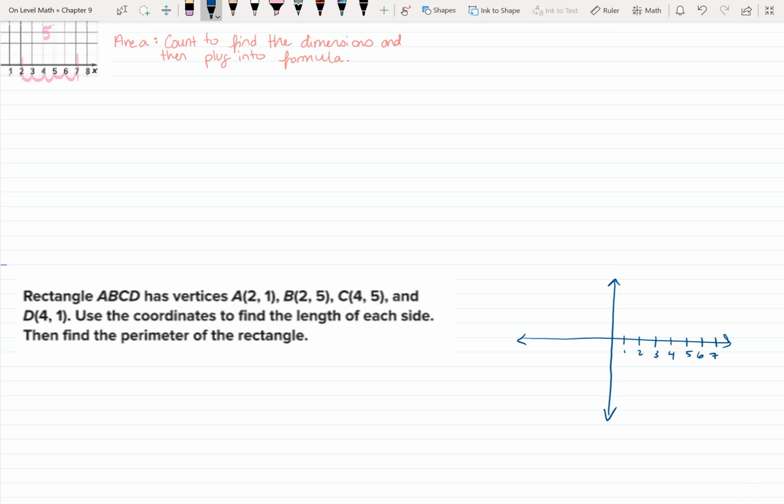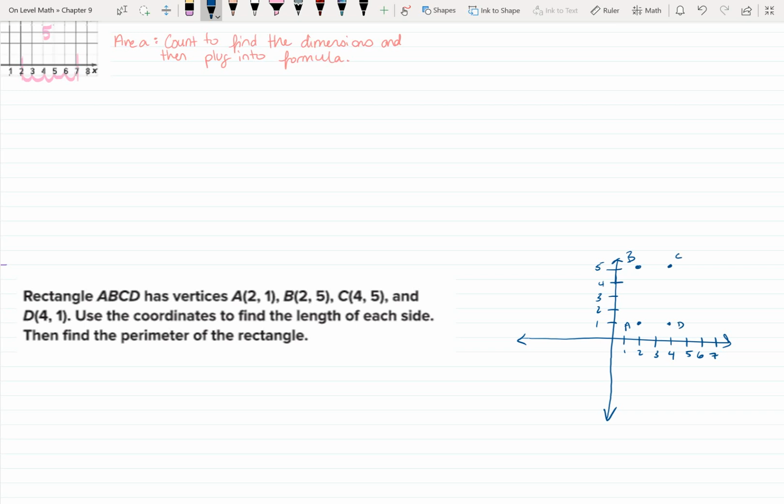So over 2, up 1. So let's go 1, 2, 3. I need to make this a little taller. See? Oh my gosh, that's terrible. So 1, 2, 3, 4, 5. Yeah, that's good. Okay. Alright, so over 2, up 1. That's A. Over 2, up 5. B. C is over 4, up 5. And D is over 4, up 1.